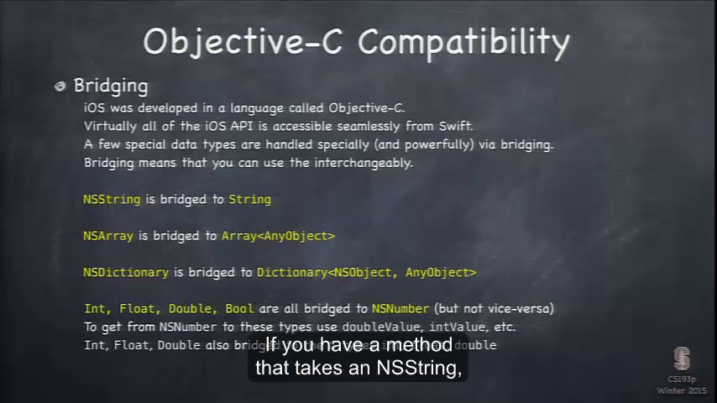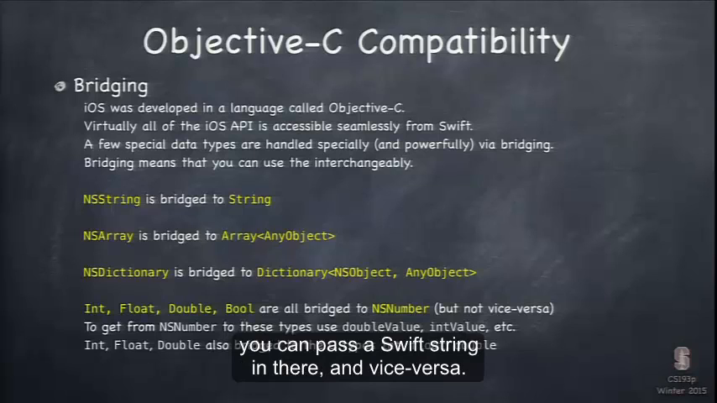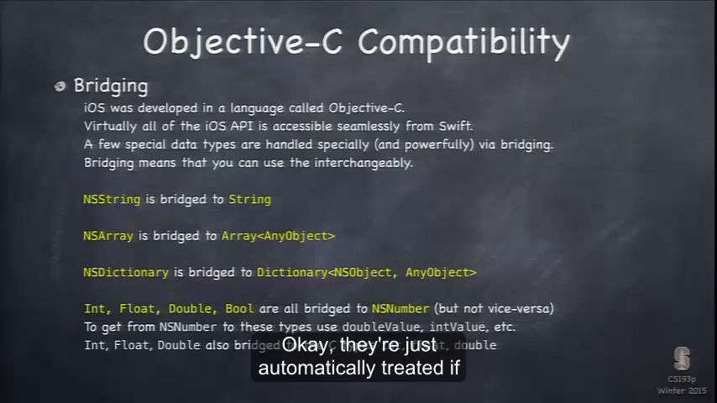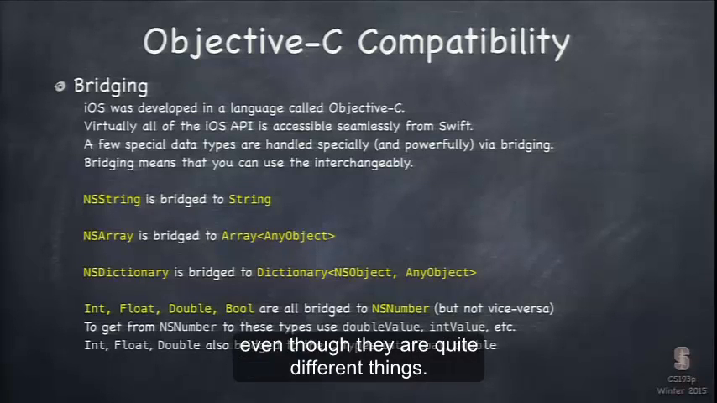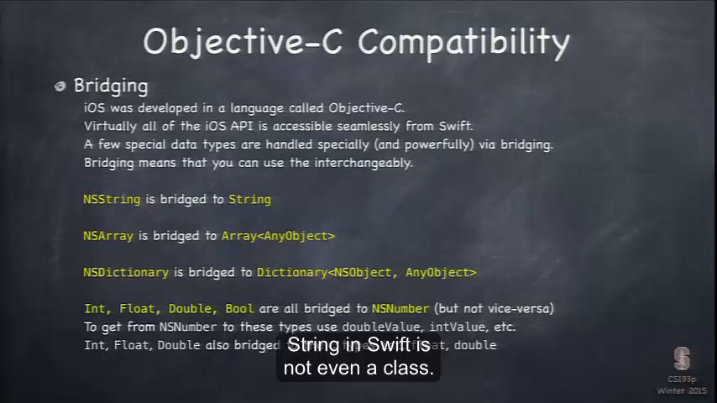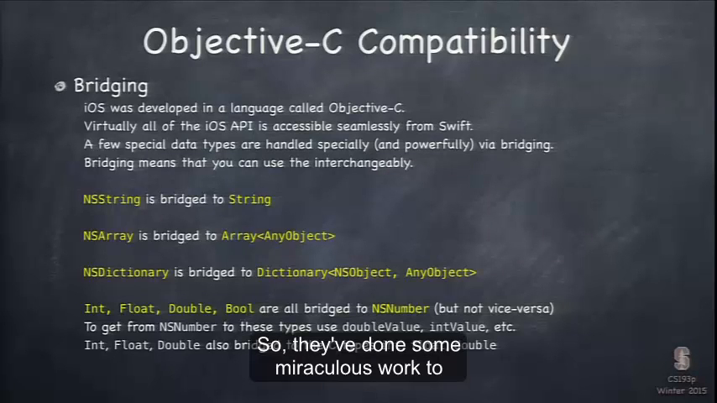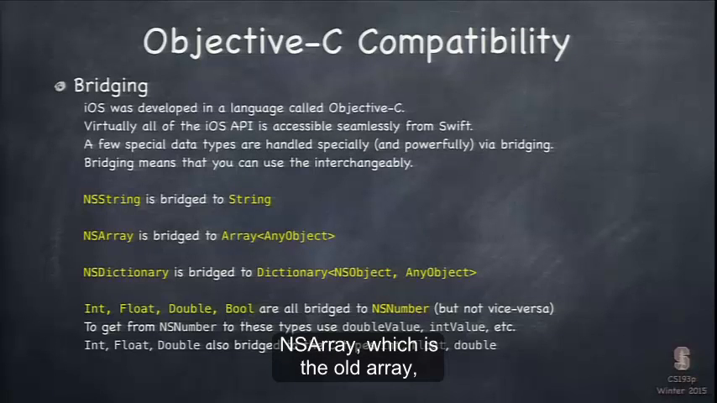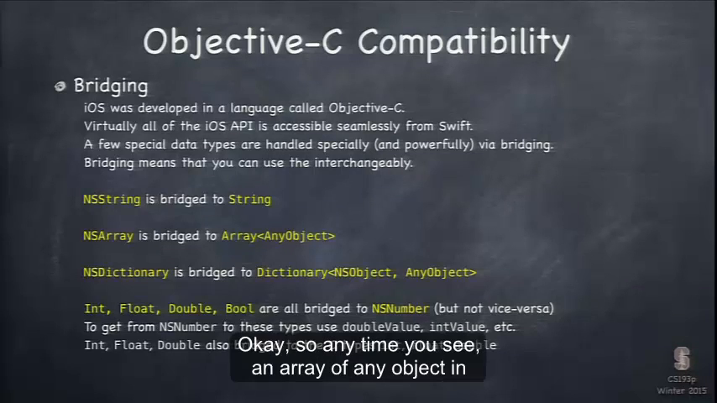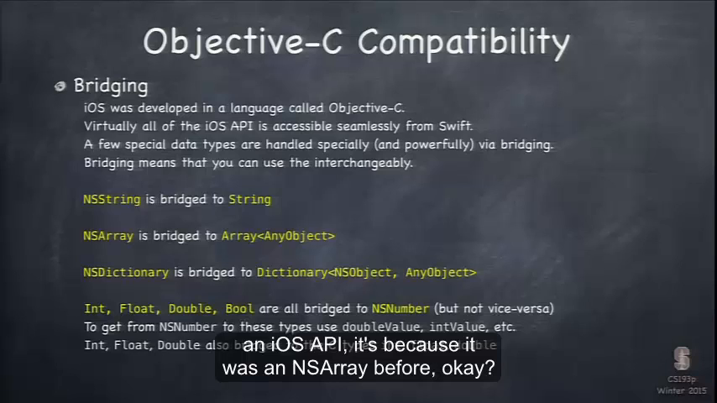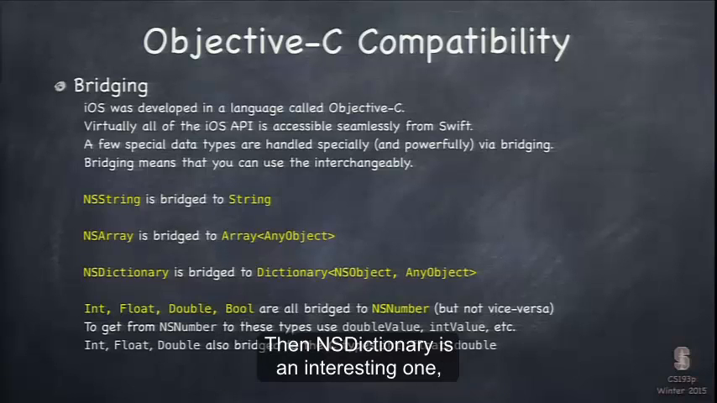If you have a method that takes an NSString, you can pass a Swift string in there, and vice versa. Okay? They're just automatically treated as if they were the same thing, even though they are quite different things. String in Swift is not even a class. Okay? It's just a struct. So they've done some miraculous work to bridge these things. NSArray, which is the old array, is bridged to Array of AnyObject. Okay, so anytime you see an array of AnyObject in an iOS API, it's because it was an NSArray before.